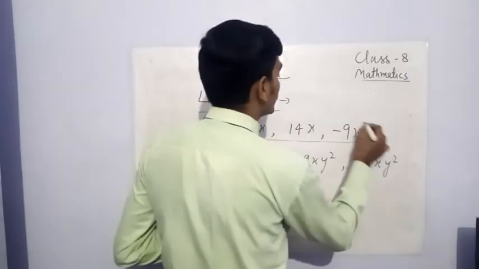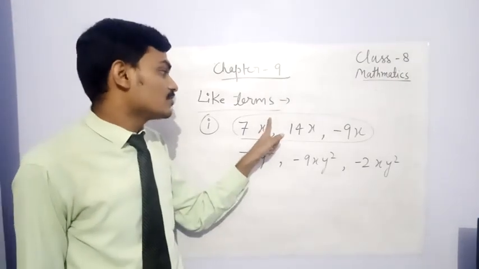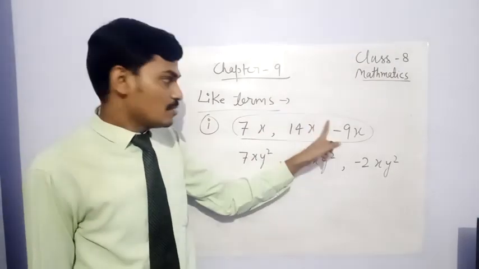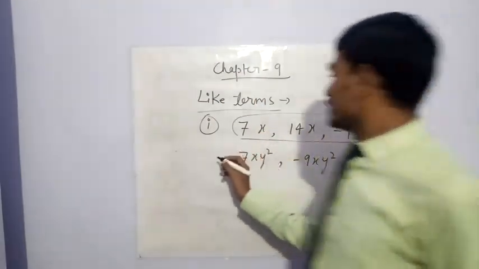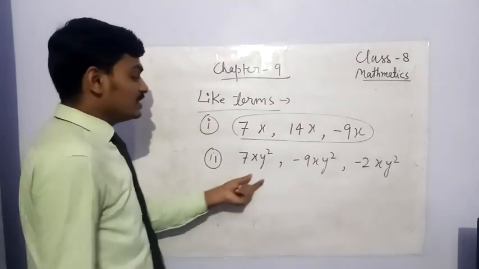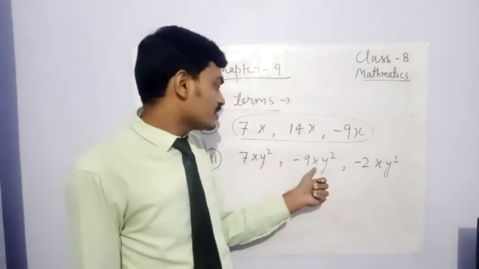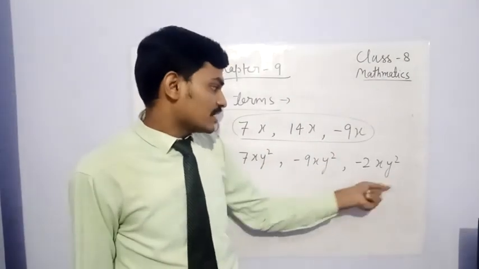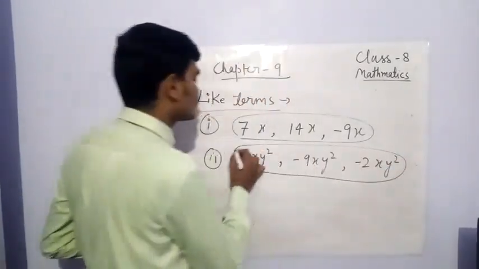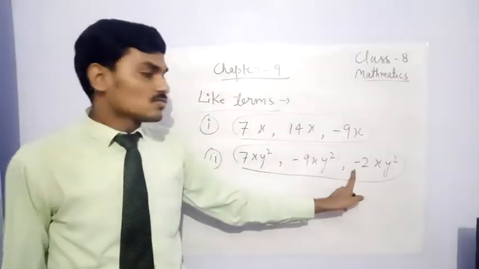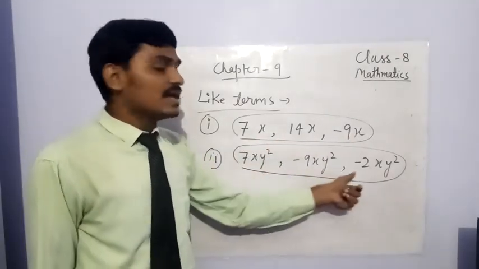So these all are the like terms, because in this case base is x and power is 1, base is x and power is 1, base is x and power is 1. And this is the second example. In this case base is xy and power is 2, and in the other cases also base is xy and power is 2. So in these cases base and power are the same, so we can say that this is also a like term. This is one like term and this is another like term.